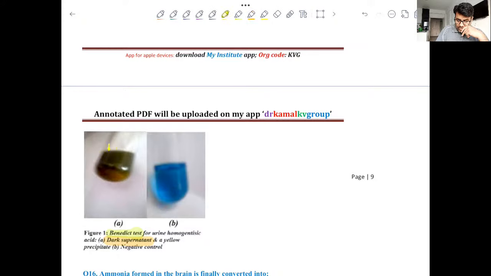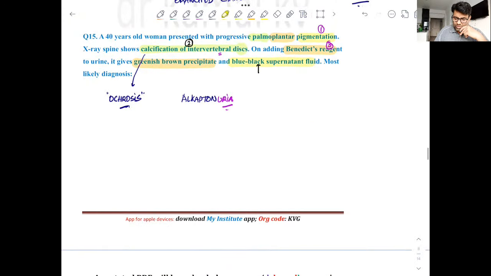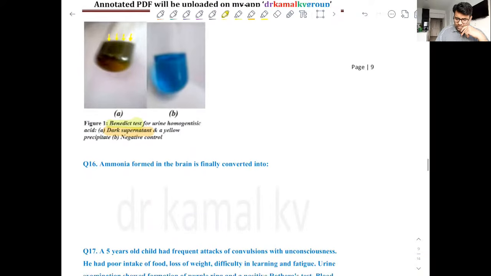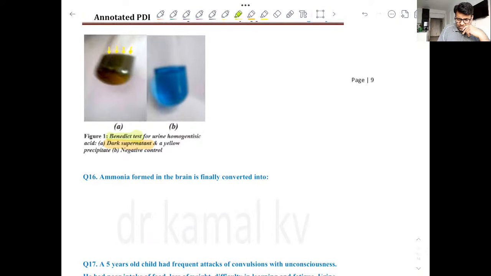So a dark color supernatant precipitate. Clear? So this is in short about Alkaptonuria. Then moving forward, this is just one more repetition of the question which we have already discussed.